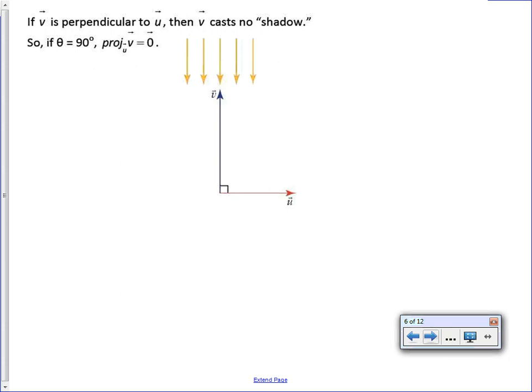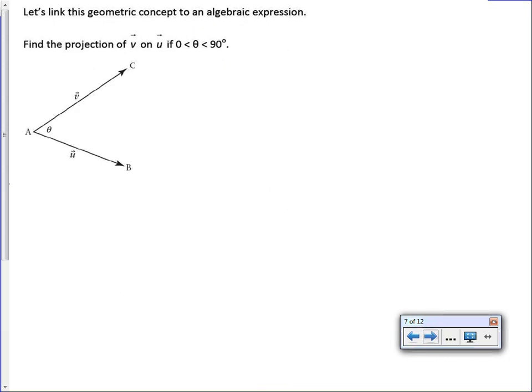Again, I know right now you're probably thinking this is weird. I get it. I think it's weird too, from when I first learned about this. But it's not as hard as it looks. There's a formula, so use the formula. Let's link this geometric concept to an algebraic expression.